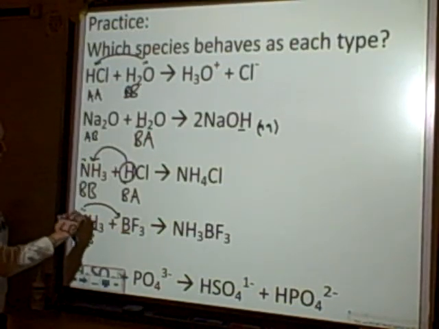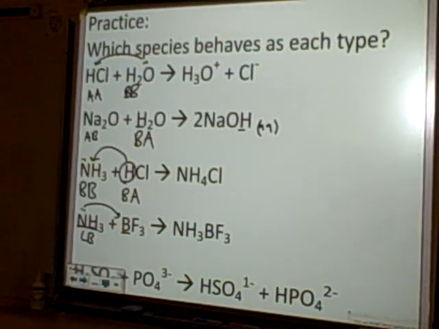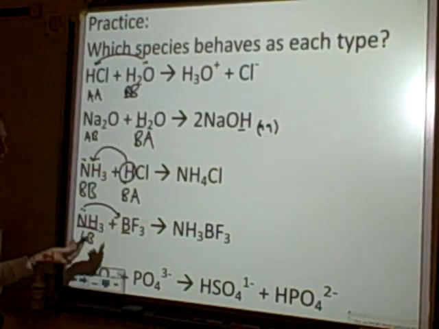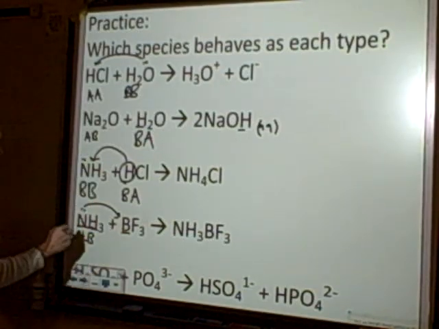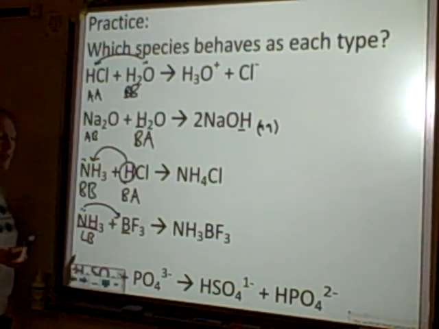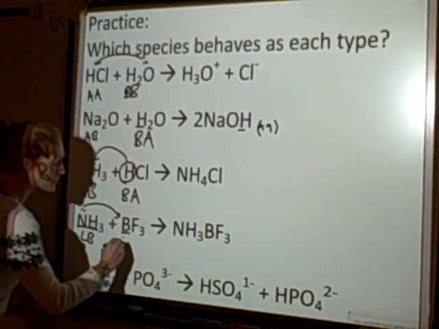As soon as you see that something's donating an electron pair and you have trouble figuring out, does the Lewis base donate or accept? Well, ammonia is a base. So, okay, it must be a Lewis base. It's donating the electron pair. Boron is accepting the electron pair, so this is my Lewis acid.